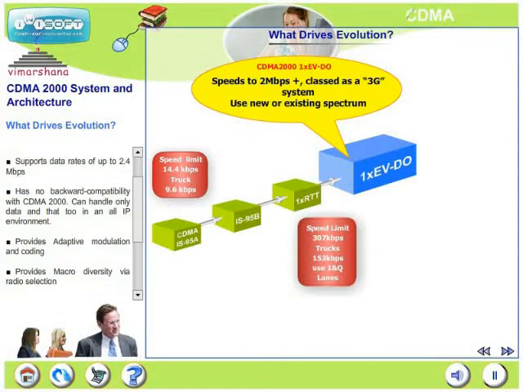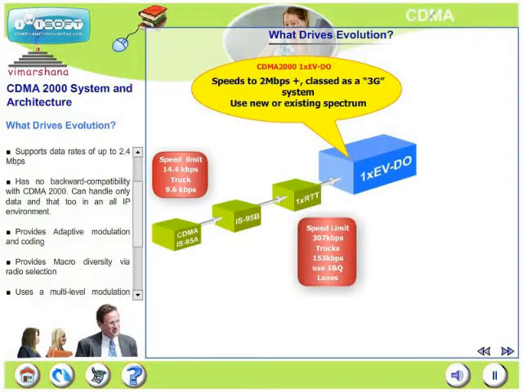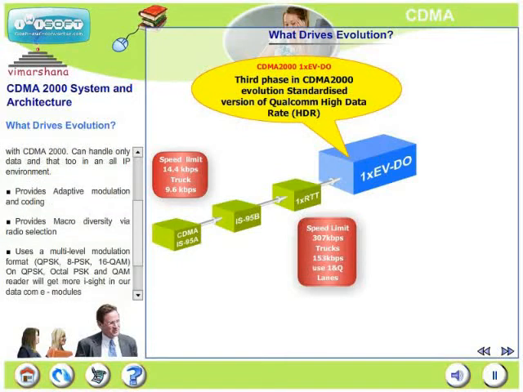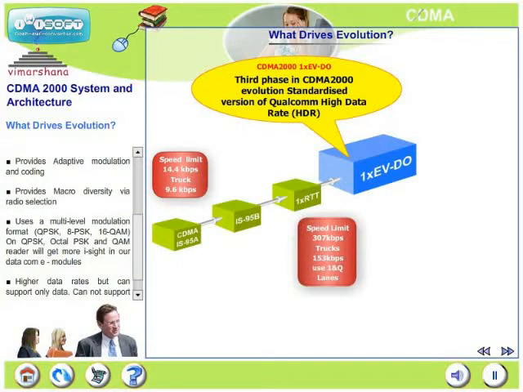Wow. Unfortunately, this has no backward compatibility with CDMA 2000, and this can handle only data, and that too in an all IP environment. Therefore, EVDO is really a standalone system and has no compatibility with the rest of the CDMA flavors. Provides macro diversity via radio selection. We'll talk about macro diversity in detail as we go along. Uses a multi-level modulation format: QPSK, octal PSK, and 16-bit QAM.